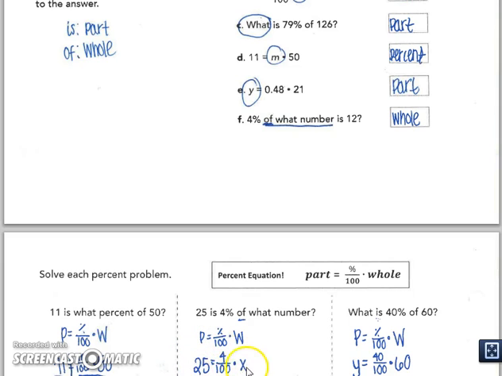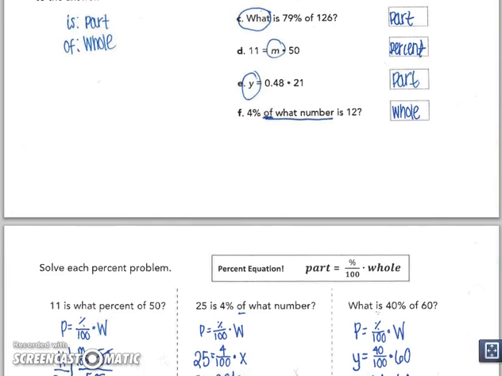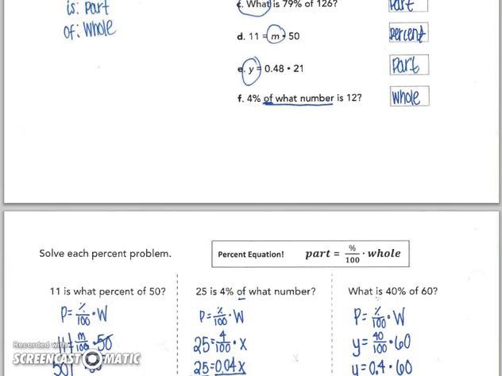Now what we see in this equation right now is that we have this fraction that really can be simplified, or it can be made into a decimal to make it easier to work with. So I would do that before you do any other step. So 4 divided by 100 gives us 0.04. So we're going to make that 25 equals 0.04x.